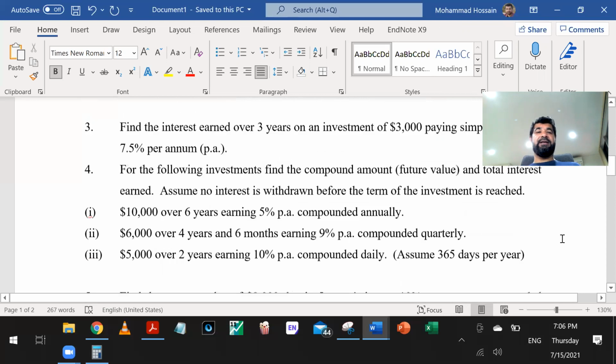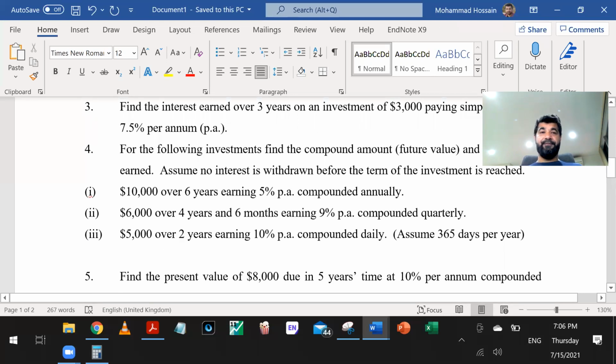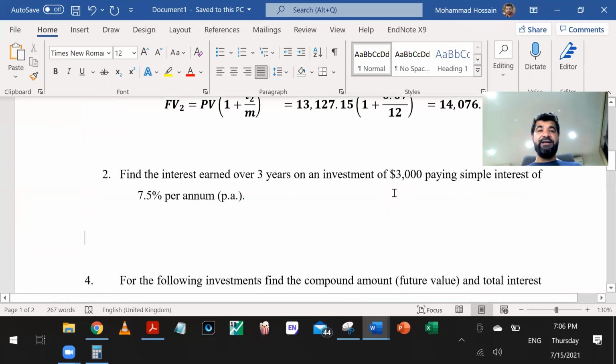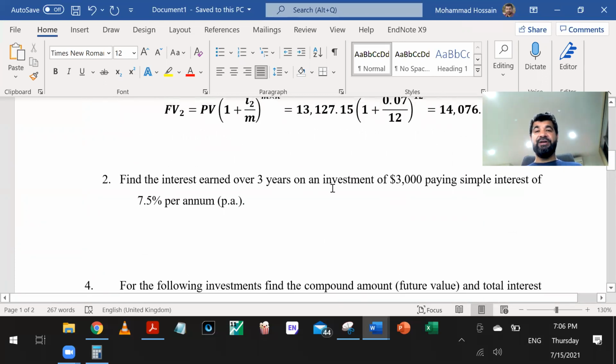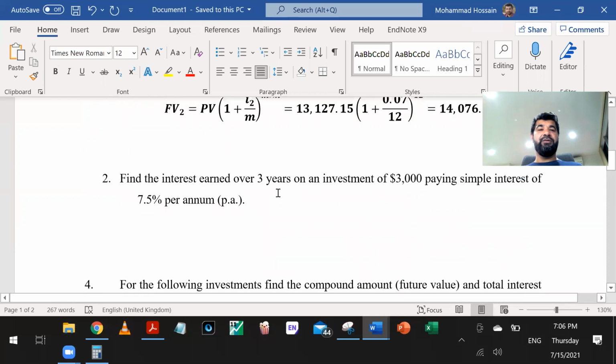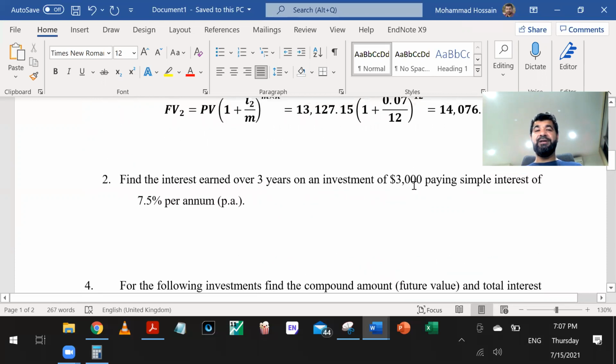All right. Number 3. Find the interest rate and interest earned over 3 years on an investment of 3,000 paying simple interest of 7.5% per annum. This is a silly one. You guys can do this one. You guys really want me to do this one? 3,000 into 1 plus I, 7.5% for 3 years to the power n. Very simple. Okay, I can do it actually.